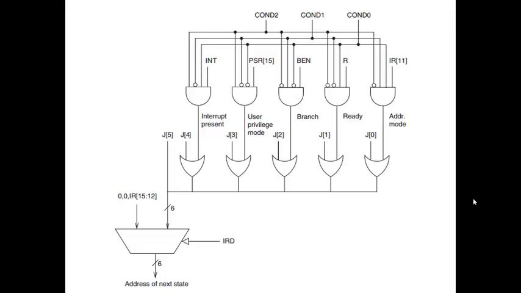Now let's take a look at what this looks like using the microsequencer circuit. The IRD bit of 1 causes the 2-to-1 mux to bypass the J bits altogether. Now the address of the next state will be denoted by 2 zeros followed by the control word's opcode.